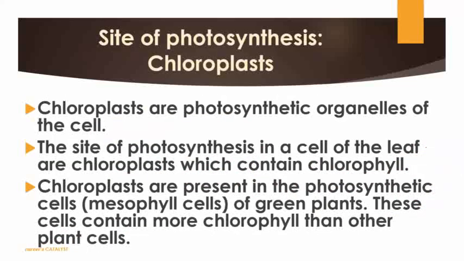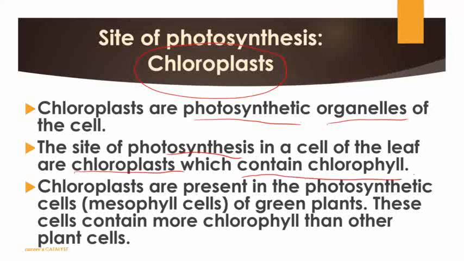Now we will talk about the site of photosynthesis. The site of photosynthesis, if we talk, then we say what? It is basically the chloroplast. As we know, the chloroplast is present broadly in the leaf, because any green part of the plant contains lots of chloroplast. These chloroplasts are photosynthetic organelles, because here only the process of photosynthesis will be completed. So we can say the site of photosynthesis in a cell of the leaf is what?